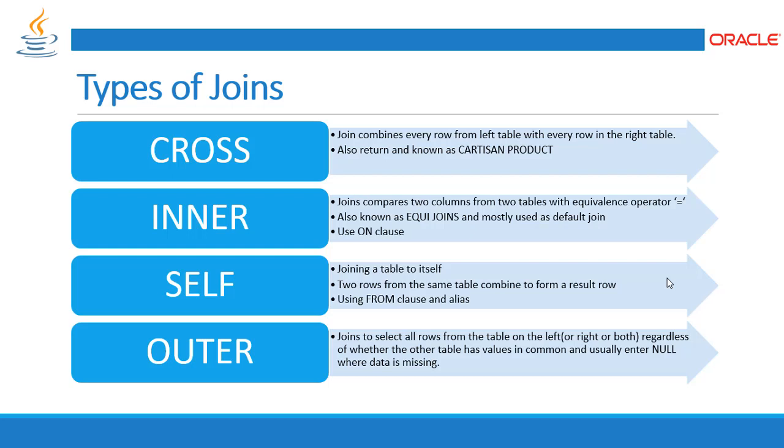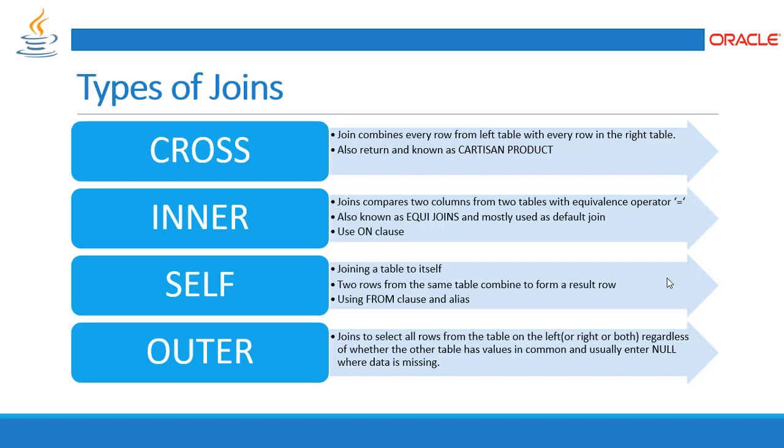Let's talk about the outer join. There are 2 further types of outer join, you can say: left and right. Outer joins are similar to the inner join but give a bit different flexibility when selecting data from related tables. This type of join can be used in situations where it is desired to select all the rows from the table on the left or right or both sides, regardless of whether the other table has values in common, and usually enter null where data is missing. So this is all about the outer join.